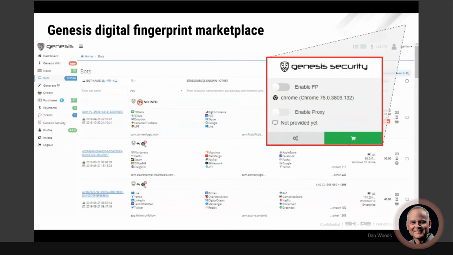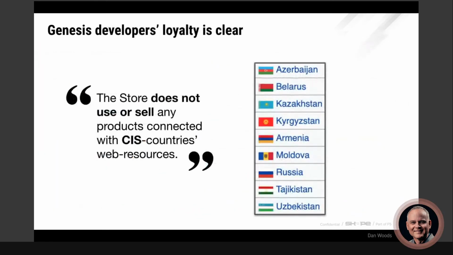Then all you have to do is click the icon in the upper right-hand corner to access the Genesis Security plugin and slide that slider switch over to enable the fingerprint. And that turns the fraudster's Chromium-based browser into a close replica of the victim's.